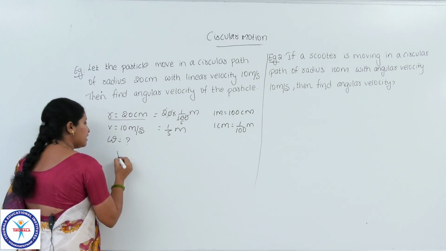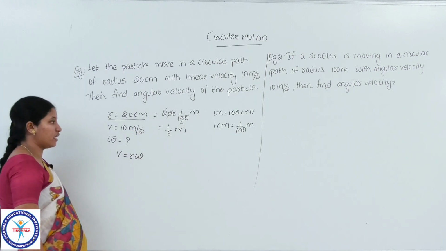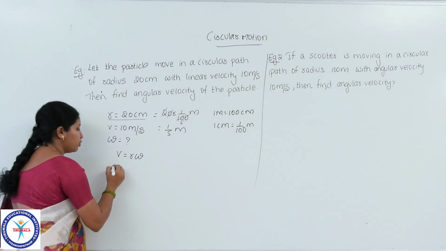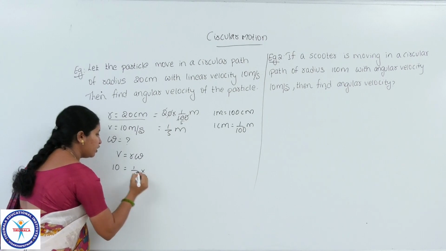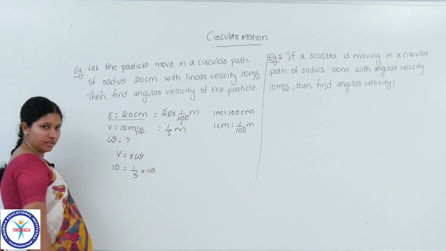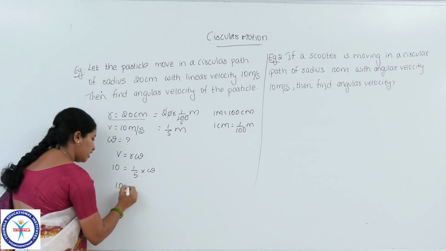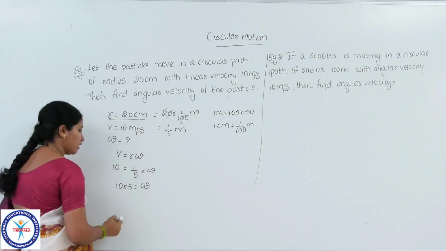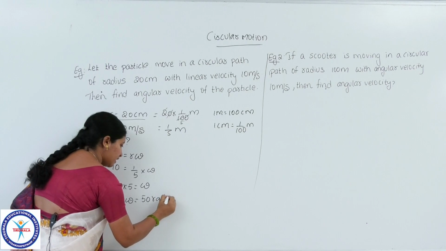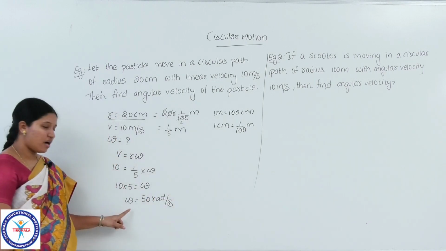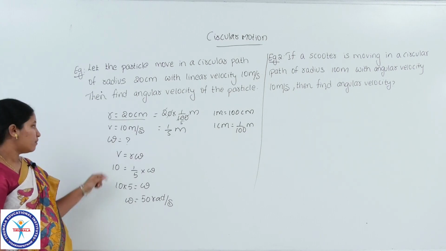Now what is the relation between linear velocity and angular velocity? V is equal to r omega. So what is the V value here? Substitute. V is equal to 10, r is equal to 1 by 5, into omega, which we don't know, we need to find. So now transpose 5 to the LHS. So 10 into 5 is equal to omega. So omega is equal to 10 into 5, 50 radians by second. So we have obtained the value of angular velocity. This is the way to solve the problem.